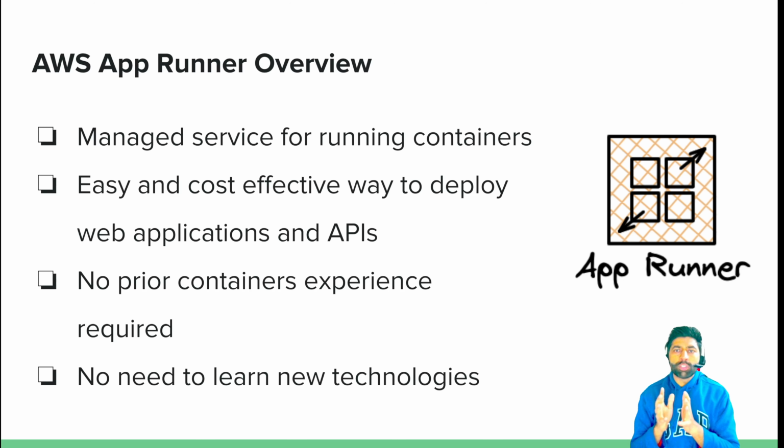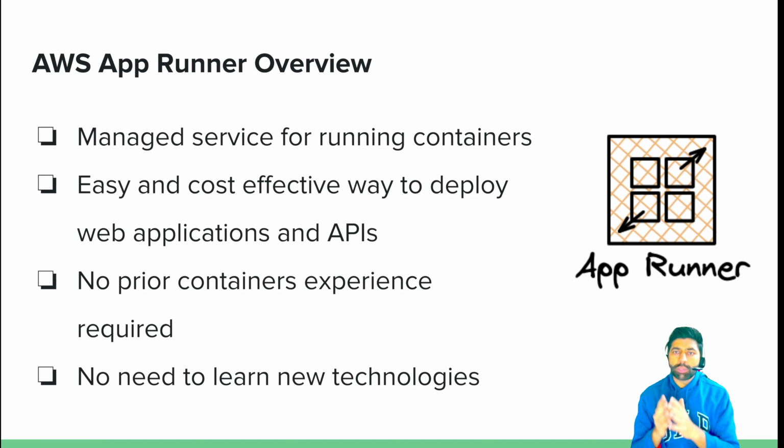So what is AWS App Runner? AWS App Runner is a fully managed application service that lets you build, deploy and run web applications and API services without prior infrastructure or container experience. So what does that mean? It means that if you do not have prior infrastructure or container experience, you can still deploy your web application, microservices or APIs using AWS App Runner.